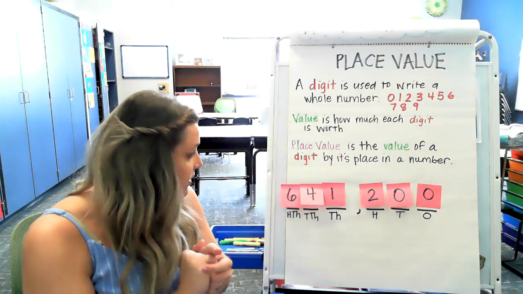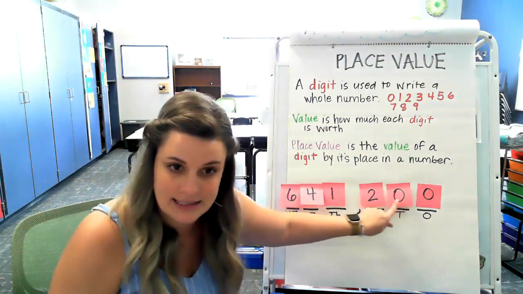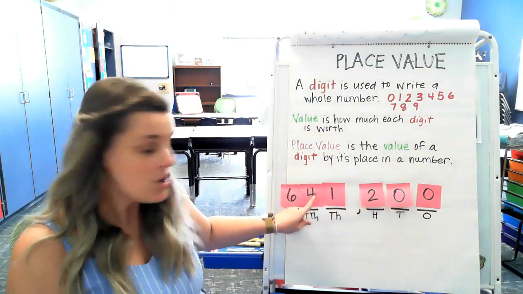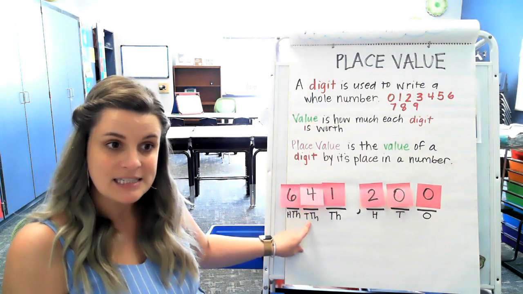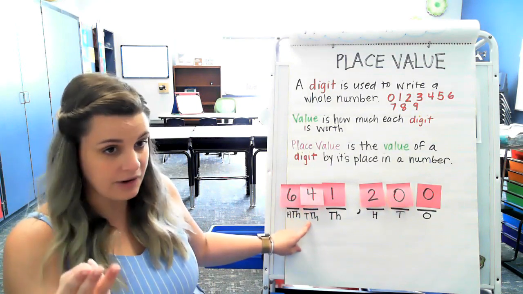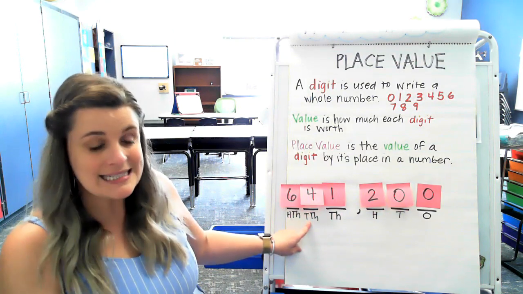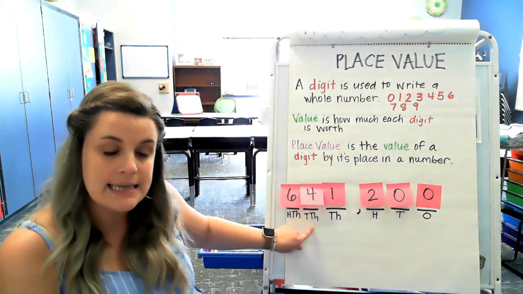And then it's so important for you to also realize that all of these digits have a value. So the value of this 4 in the 10,000s place is not 4, not 40, not 400, not 4,000. It's actually worth 40,000 because it's in the 10,000s place.